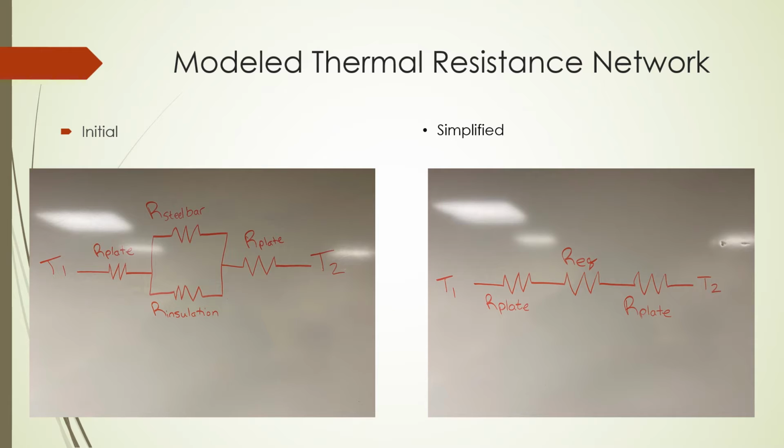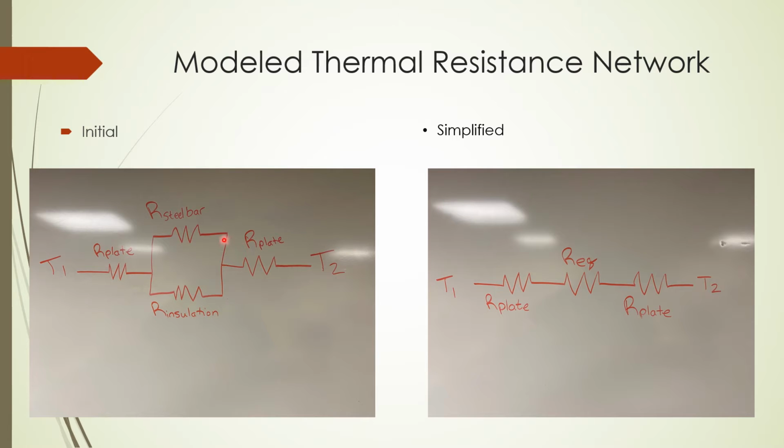Okay, so here we have a modeled thermal resistance network for that wall that you just saw. So going from left to right here, we have T1, which would be on the left-hand side of the wall, and then we have the resistance of that plate. And then in the middle here, we have resistance in parallel, which would be the steel bars and the insulation. And then you jump past that into the other plate on the right-hand side. And then you have T2 on the outside.